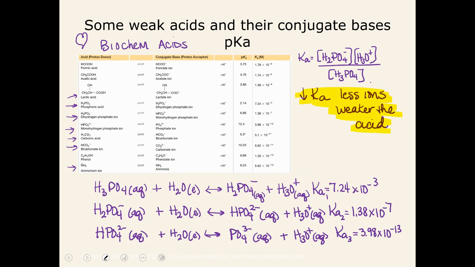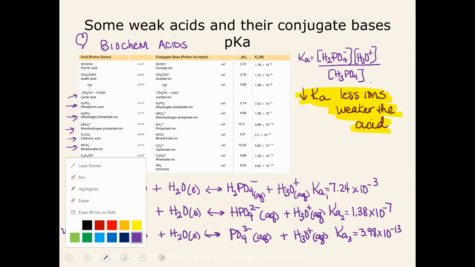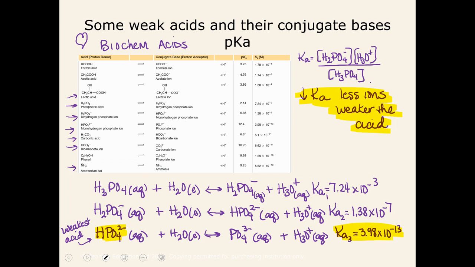So out of these three, which one's the weakest acid? HPO4 2-. Okay, so that guy's the weakest acid out of the three weak acids. So they're all weak. That's the weakest. Okay, and we know that because let's take a look at its Ka value. Okay, that is a very small Ka. Tiny, tiny.